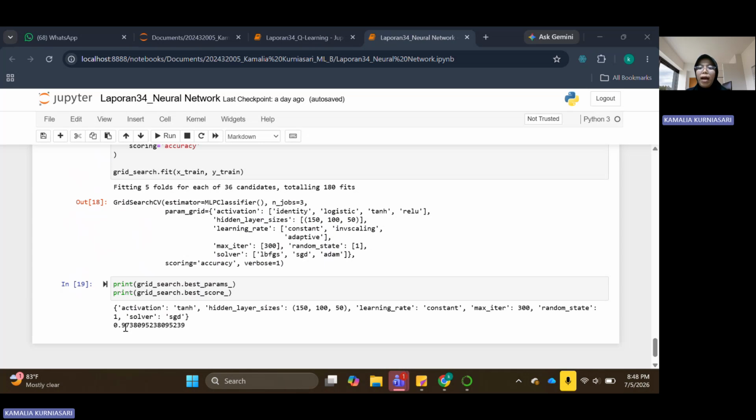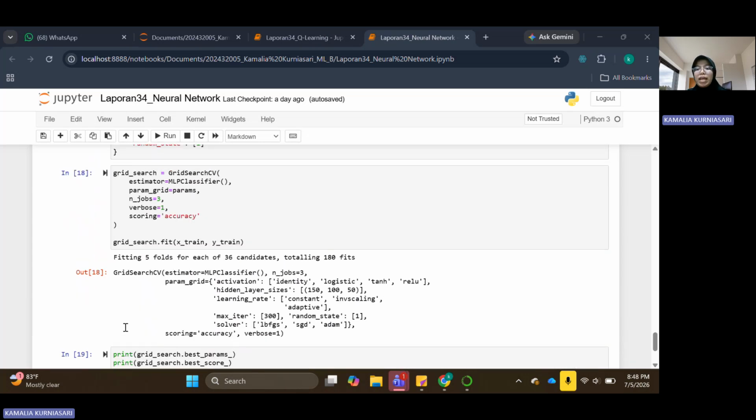And from this practicum, I learned the neural network is highly effective for classification tasks, especially for datasets with complex patterns such as customer reviews. And I also learned that pre-processing, feature engineering, and hyperparameter tuning play major roles in improving model performance. So that's about the neural network.